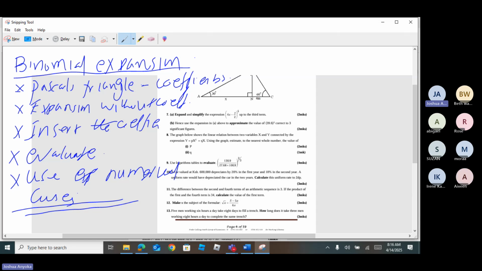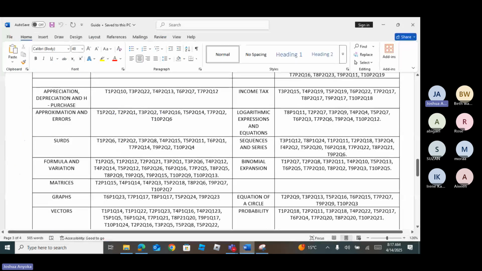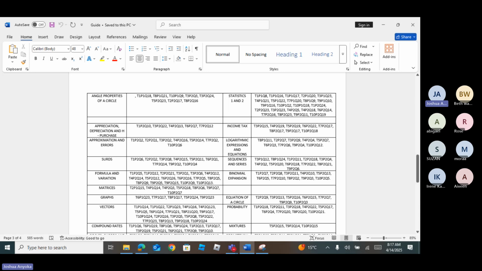Now I want us to work on one equation. We use Pascal's triangle, we apply the art of expanding, get the coefficients, evaluate, and use the expansion for numerical cases. And that's all. So one typical question. In our blue books, we go to test paper 1, trial 1, paper 2, question 7.